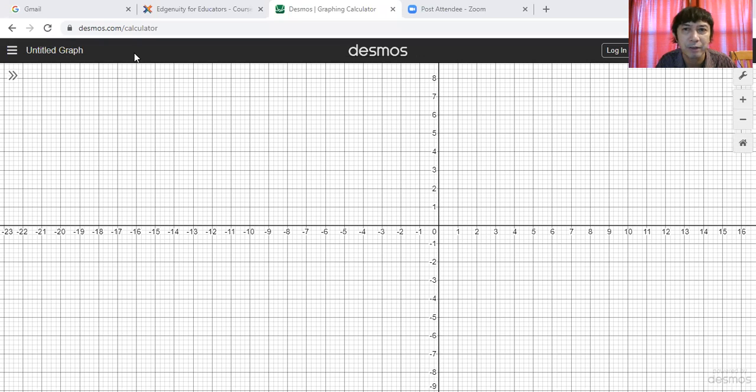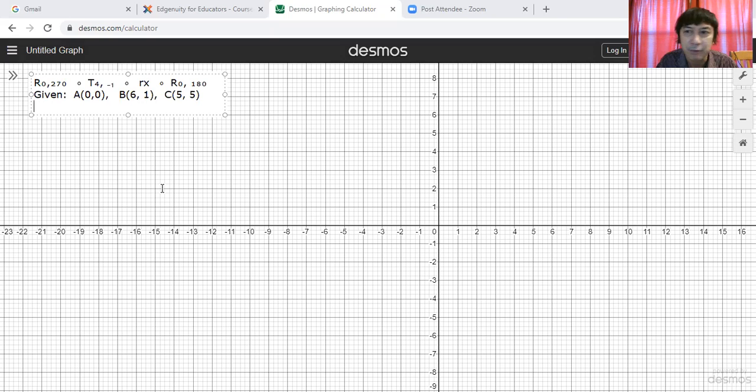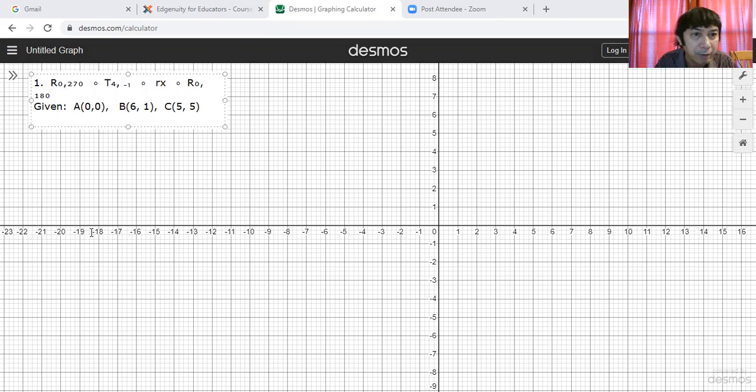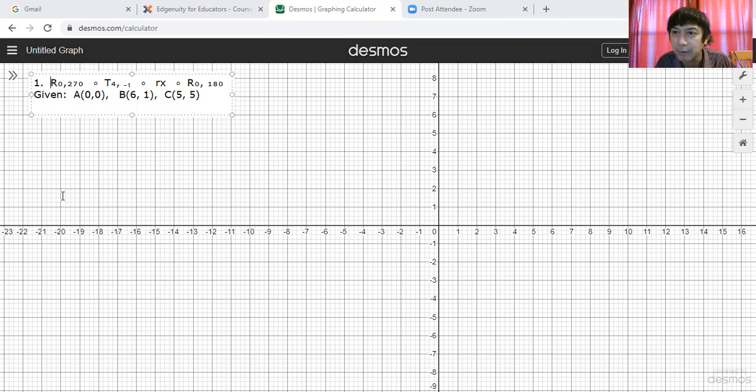And we will have to write the first problem at the upper left. So this is the given problem, for the first number. So let me just place the number 1 there. Okay, and let me extend a little bit so that we will see everything horizontally. So we have 3 points here: point A, 0, 0, point B, 6, 1, and point C, 5, 5. So it looks like a triangle.